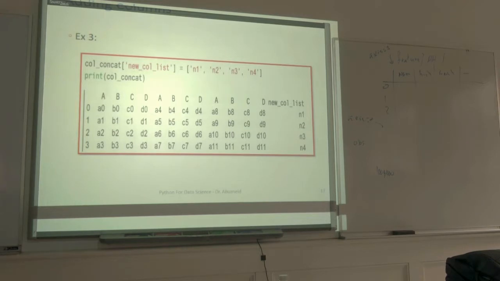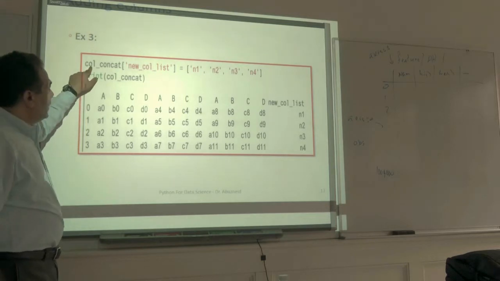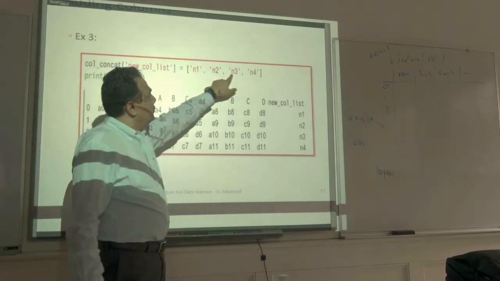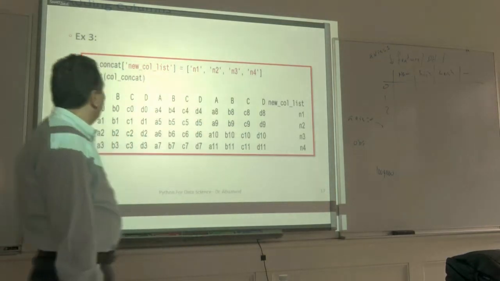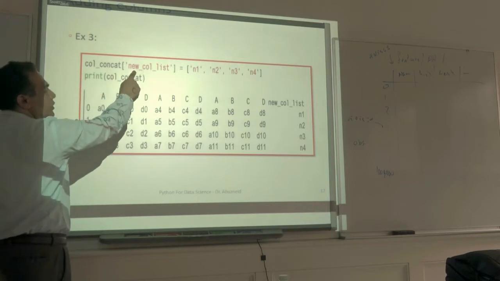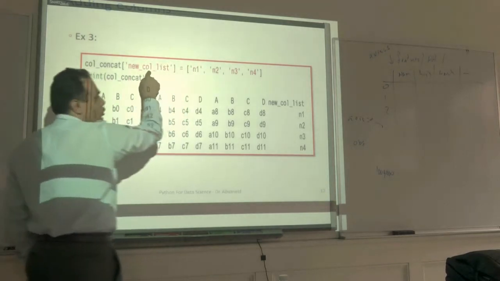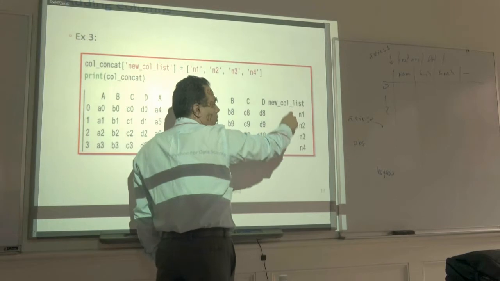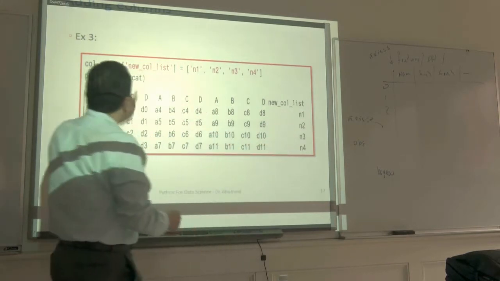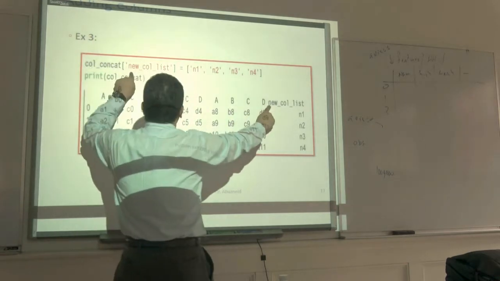All right. So in here, column concat again, and they have a new column list. So I have N1, N2, N3. There's a list in here. So column concat, a new column list. What does it do? It will create a new column and give it a title of a new column list, right?